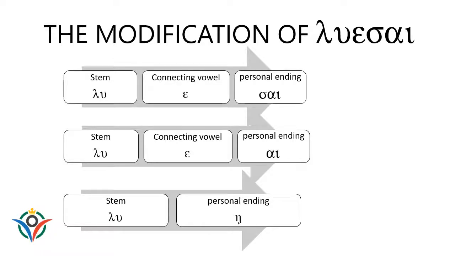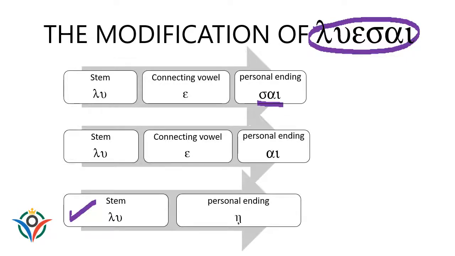What I'd like to now explain to you is the modification of lueipsi, which is the second person singular form. So we've learned that psi is the true ending, and when attached to a stem and a connecting vowel, we end up with lueipsi. The problem, however, is that this is not the form that is found in the Bible. The form that is found in the Bible is luea, as we see at the bottom here. So how has this modification taken place?